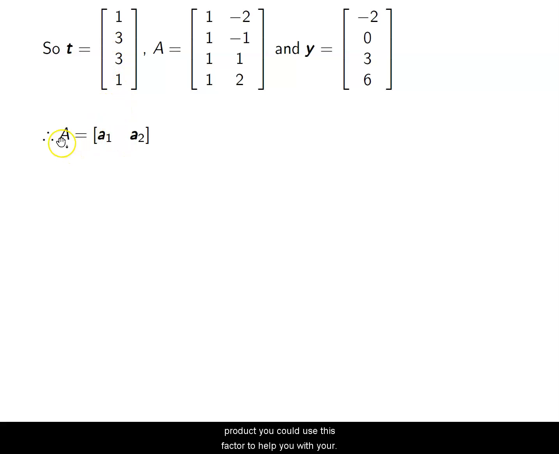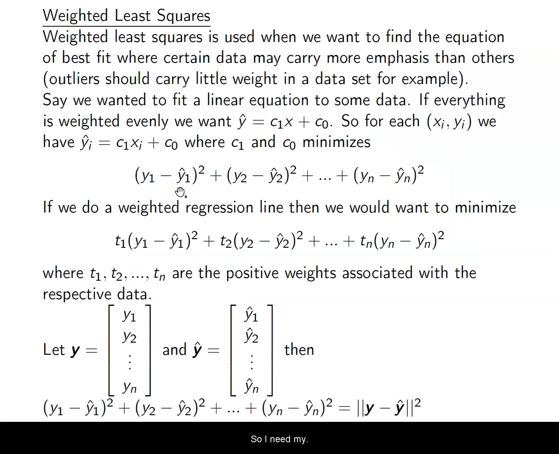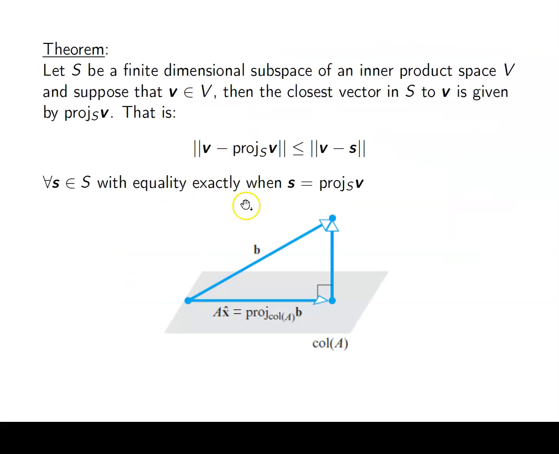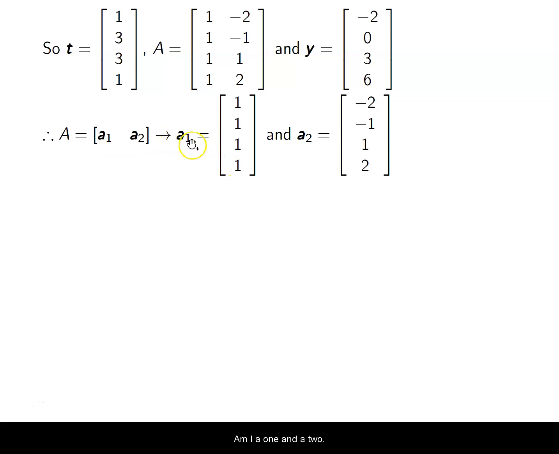Okay. So notice again that A is A1, A2. This is my column vector A1. This is my column vector A2. S is the subspace that is spanned by this. We are using inner products here. Okay, so I have an inner product space, right? So that means my inner product space should have an orthogonal basis. So that's what I want to check here. I want to check to make sure that my A1 and A2 are orthogonal to each other.